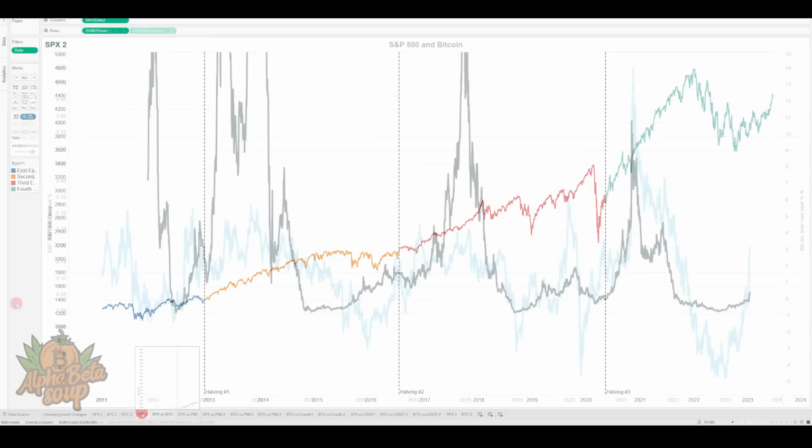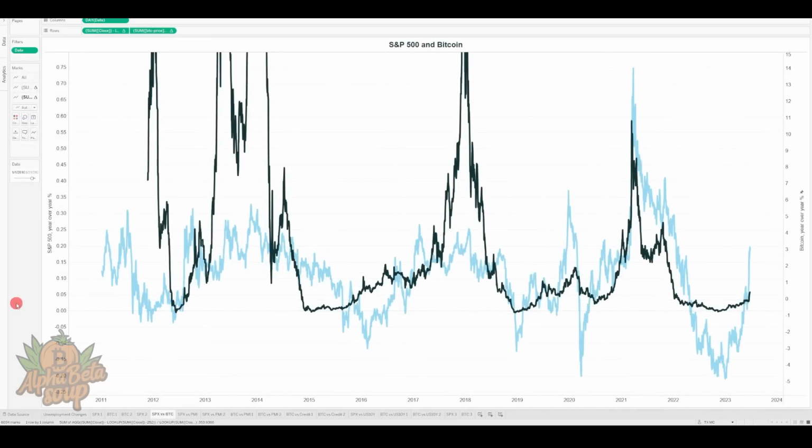No, absolutely not. But there is a relationship between the S&P and Bitcoin. So Bitcoin is in black on a year-over-year percent change, and the S&P is in blue. Now, clearly, they are not correlated one-to-one in a sense that every time Bitcoin moves 10%, the S&P moves 10%. There is a beta to them. Bitcoin moves on a larger percentage scale. It has more volatility. But when you look at it directionally, they're very similar.